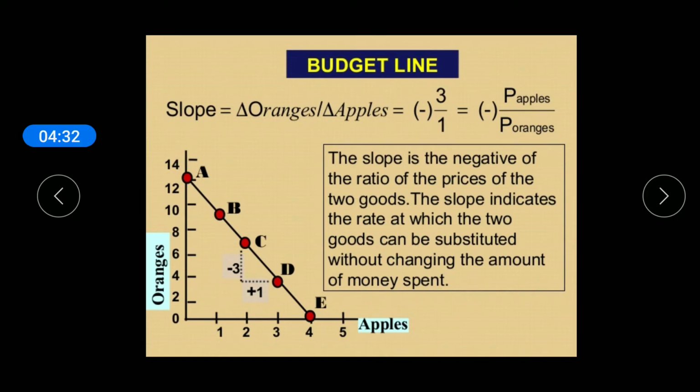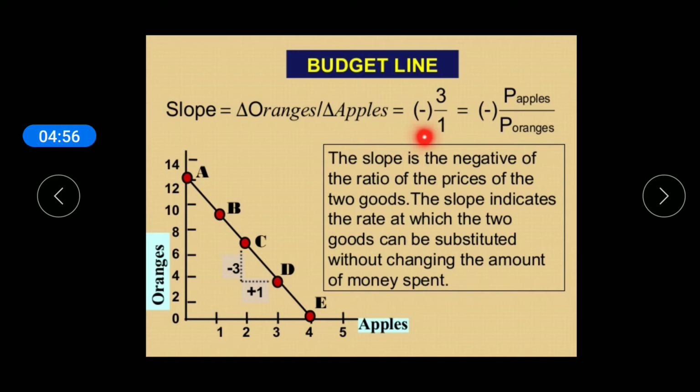Now, the slope of the budget line. Students, the slope of the budget line is equal to the change in one commodity divided by the change in another commodity, like the change in orange by the change in apple, it is 3 by 1. Here, when you sacrifice 3 units of orange for 1 unit of apple, its slope is equal to 3 by 1, but its slope is always negative.